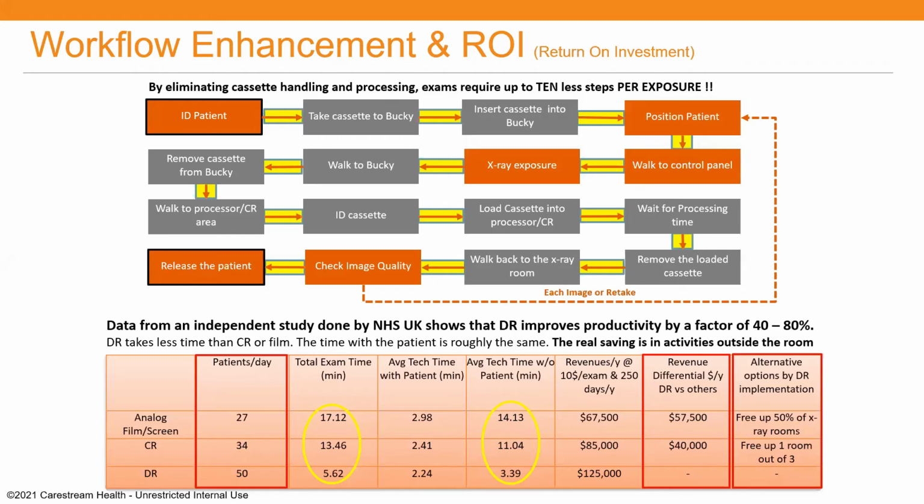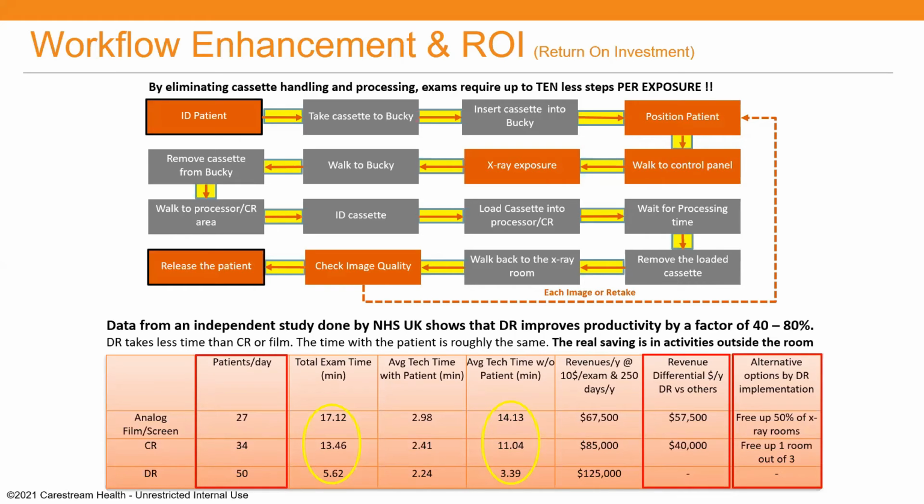As you can see on the left side, initially the average of those facilities doing analog film screen exams was roughly 27 patients per day. Then when they moved to CR, the average of those facilities moved to 34. And when they were upgraded to DR, they could increase the number of patients up to 50.